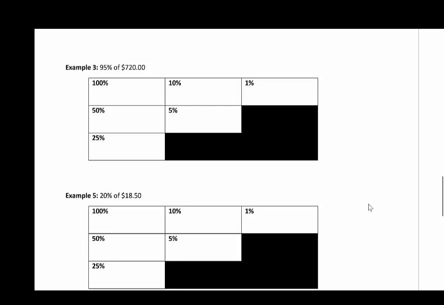All right, let's move on to example 3. 95% of 720. Let's figure out what that is. First one's easy. 100% is $720.